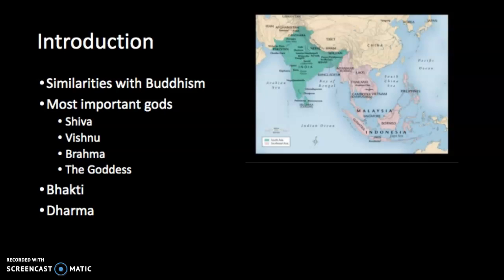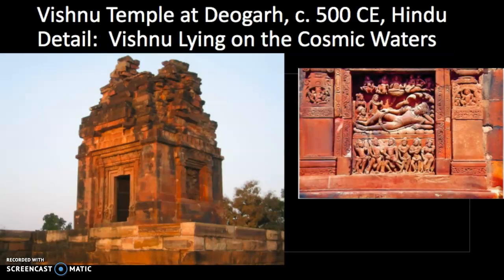This is where it gets a little tricky to call Hinduism polytheistic, because there are many gods, but really it's this notion that the divine takes on different forms and that the divine lives in all of us too, in all life. We are going to, though, look at a few key Hindu gods, including this temple at Deoghar dedicated to Vishnu. Vishnu is the god who represents the preservation of the universe.